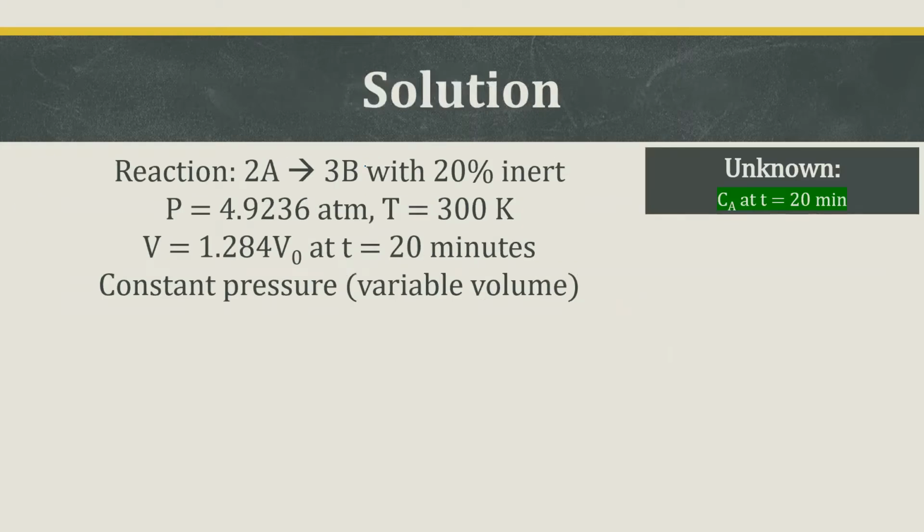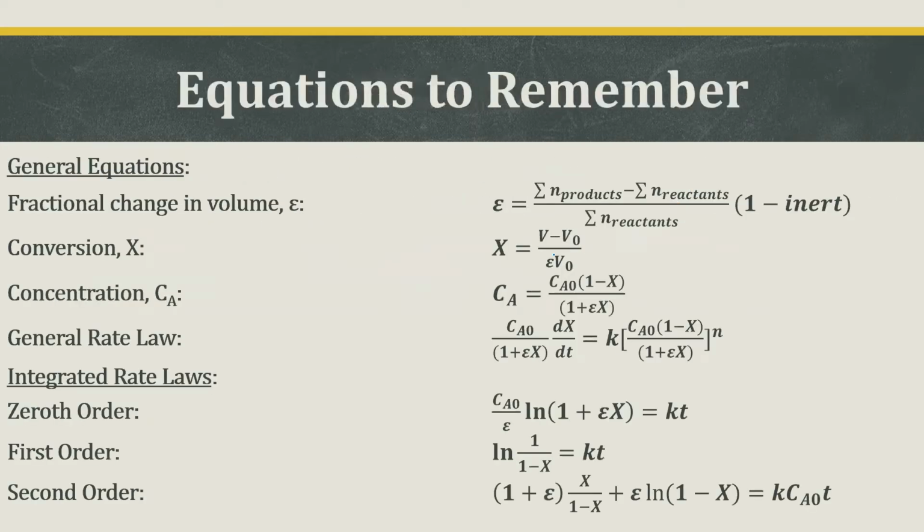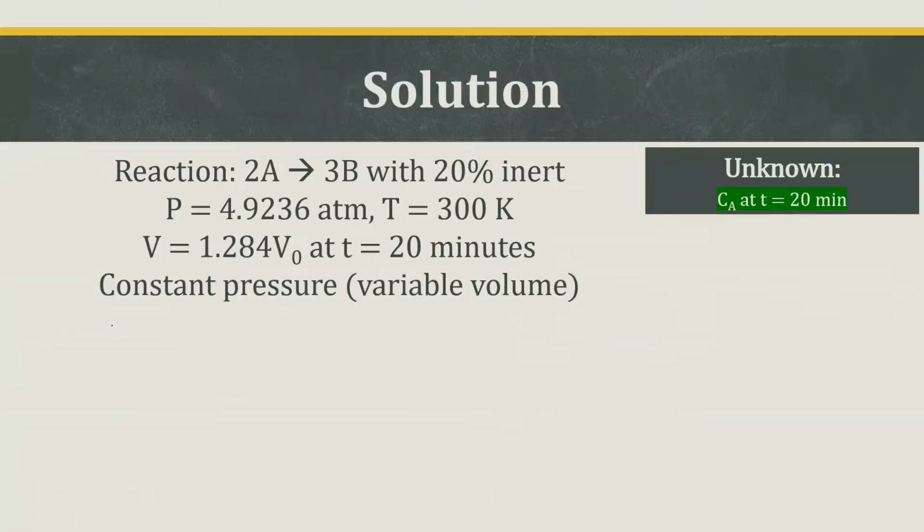Okay. So we have here the given information from the problem, and then we have the required or unknown quantity, which is the concentration of A at 20 minutes. So how do we solve this problem? We need the concentration, and if we look back at the list of equations, we have this one. So we're going to use this equation. Let's write that down: Ca equals CaO times 1 minus x, all over 1 plus epsilon x.